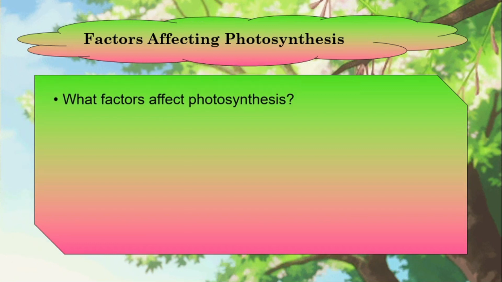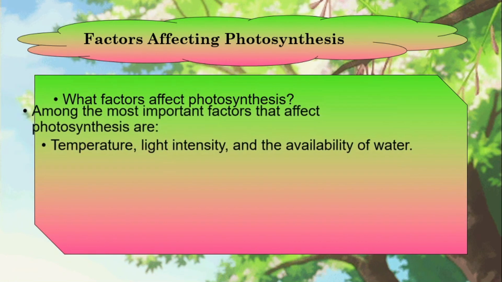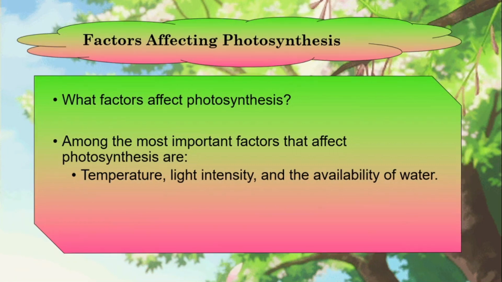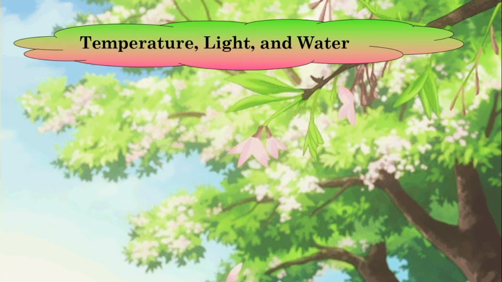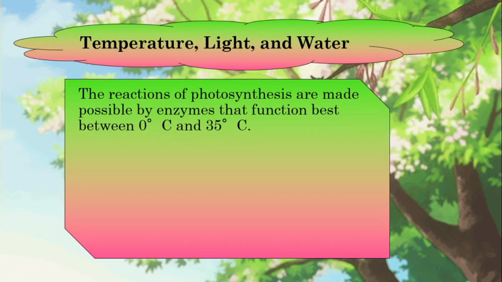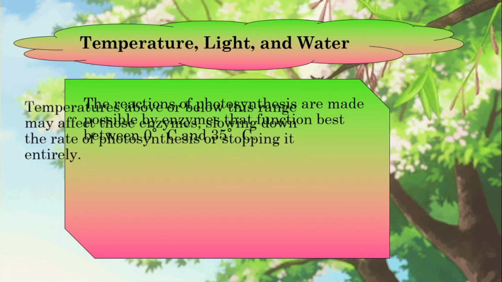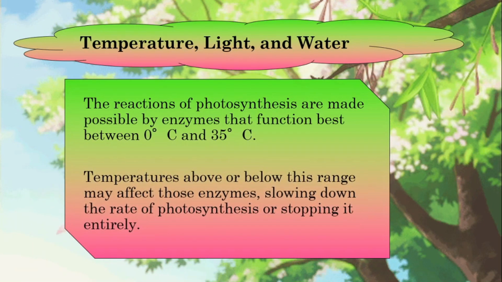Factors affecting photosynthesis. So what are the factors that affect photosynthesis? Among the most important factors that affect photosynthesis are temperature, light intensity, and the availability of water. Temperature, light, and water. The reactions of photosynthesis are made possible by enzymes that function best between 0 degrees Celsius and 35 degrees Celsius. Temperatures above or below this range may affect those enzymes, slowing down the rate of photosynthesis or stopping it entirely.